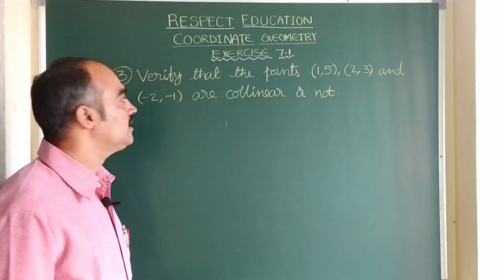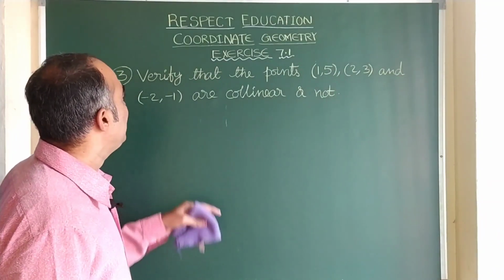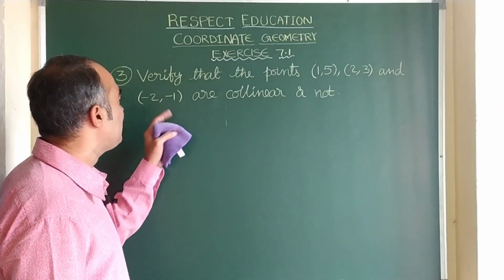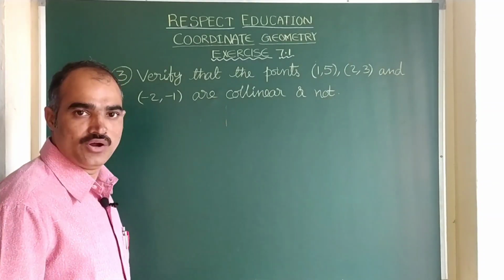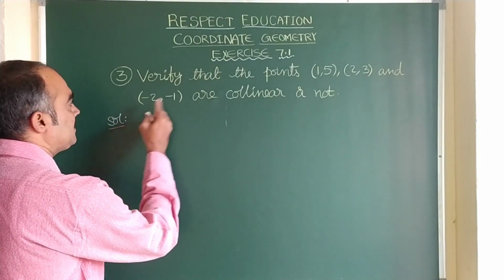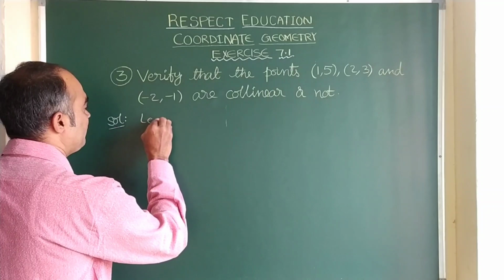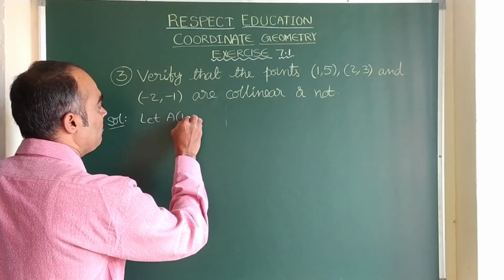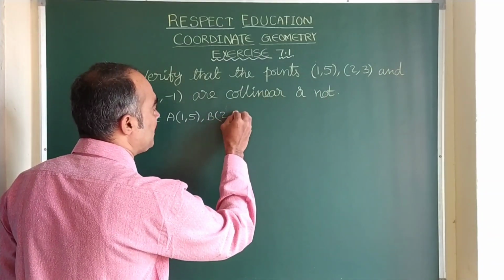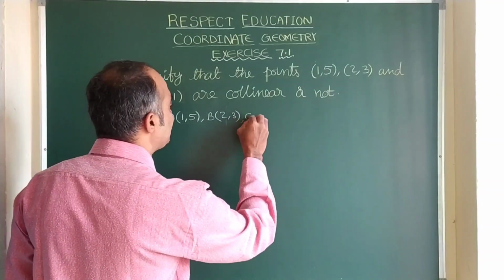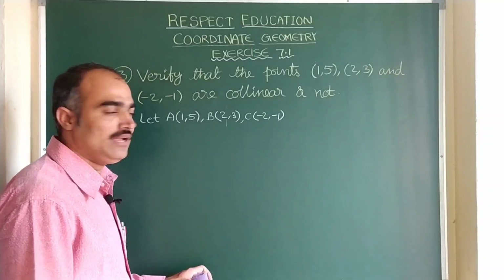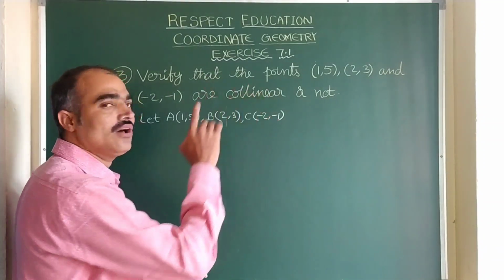Now let us see the next question, that is question number 3. Verify whether the points (1, 5), (2, 3) and (-2, -1) are collinear or not. See, first let us take the given points: let the first point be A (1, 5), the second point B (2, 3) and the third point C (-2, -1). Now we need to verify whether these 3 points are collinear or not.